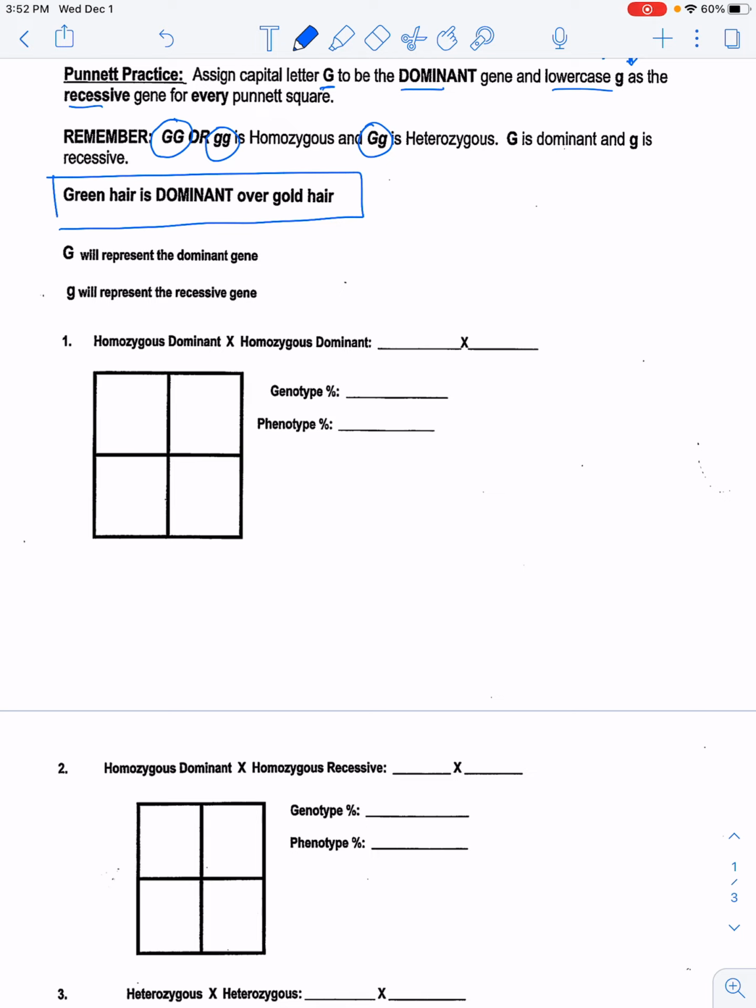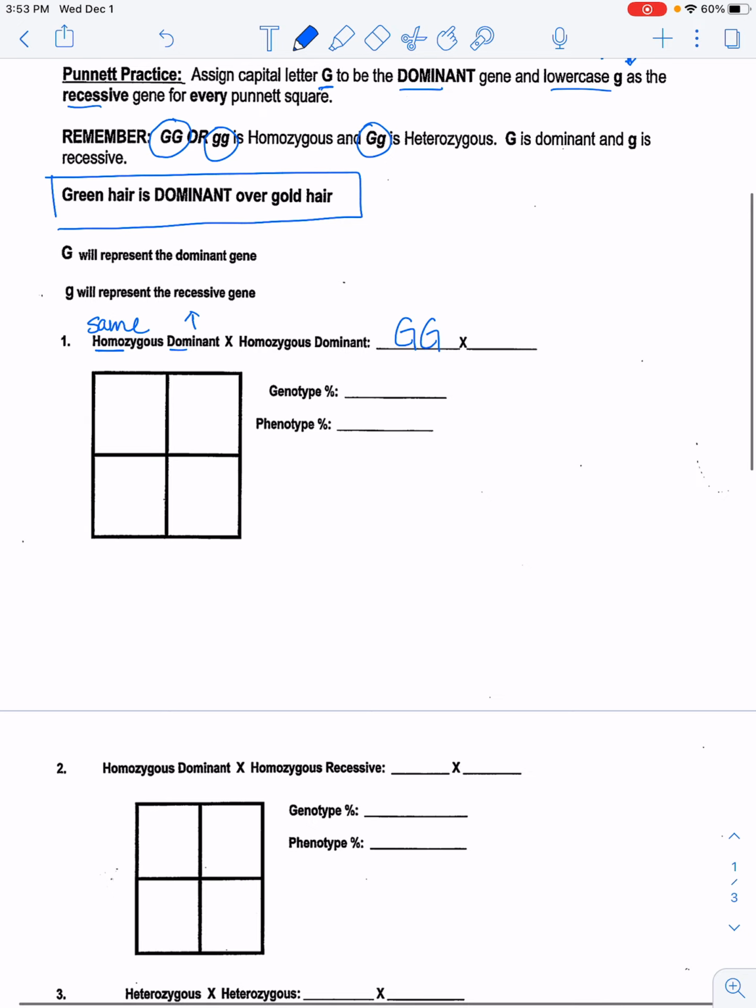When looking at these questions, the first thing that I like to do is look at what the words actually tell us. We know prefixes here. We know that homo means same, and dominant tells us that it is an uppercase letter. So same, uppercase, we're going to use the letter G. Our first parent is going to have this as their genotype. Next, we have homo, which is same, and dominant, which means uppercase. Guess what? They're exactly the same. This is going to be our cross statement.